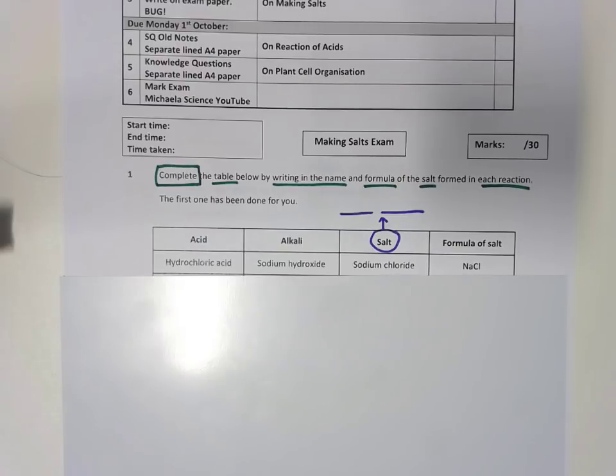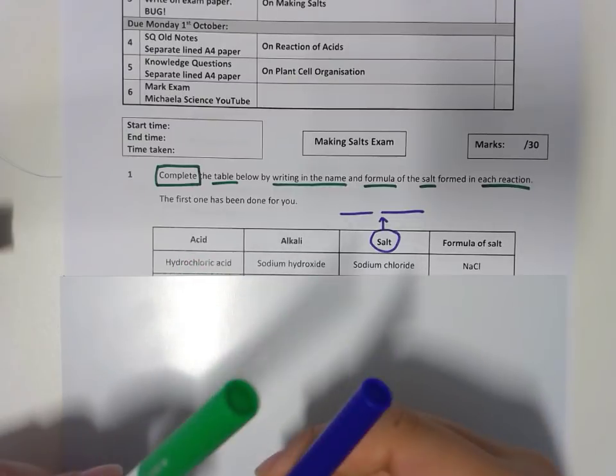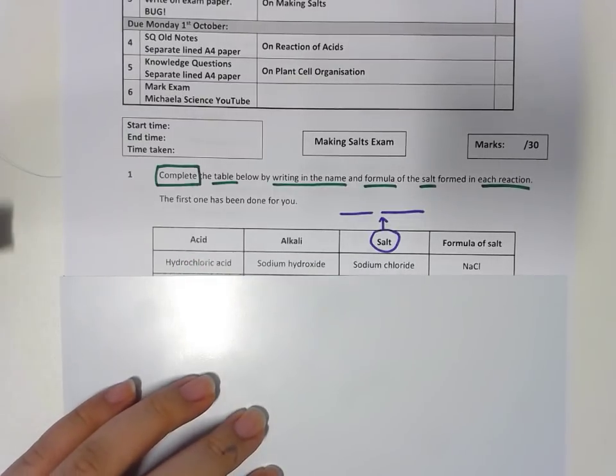This is the marking of the Making Salts exam. Make sure that you have your green pen and your blue pen ready so we can mark and make annotations.